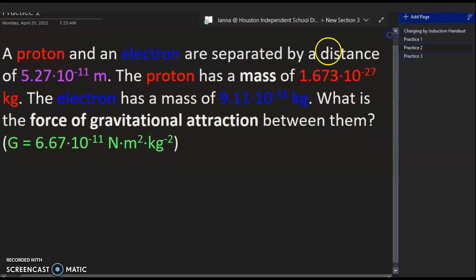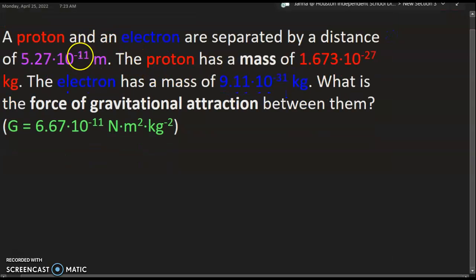All right, we have the same proton and electron, same distance. Now we're given the masses of the proton and the electron. What is the gravitational force of attraction between them? So for this, we use the equation. It's pretty analogous to the electrostatic force. F is equal to big G, where big G is this constant, times M1 times M2 all over R squared.